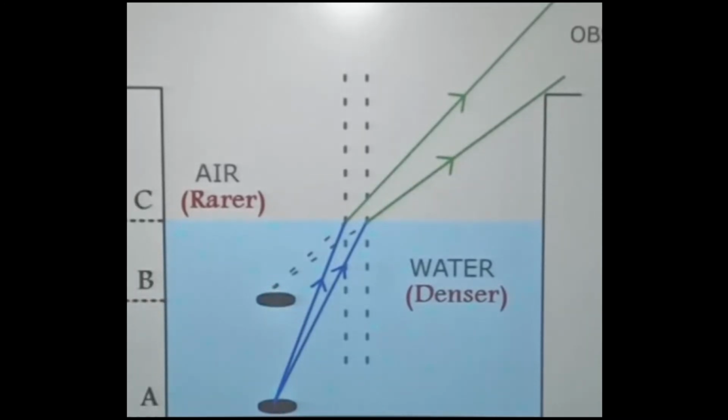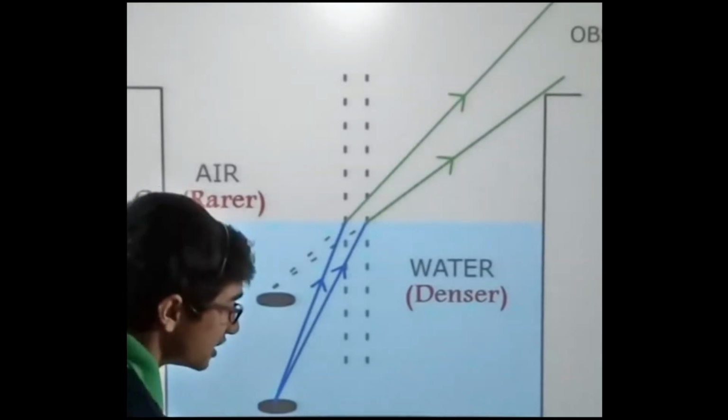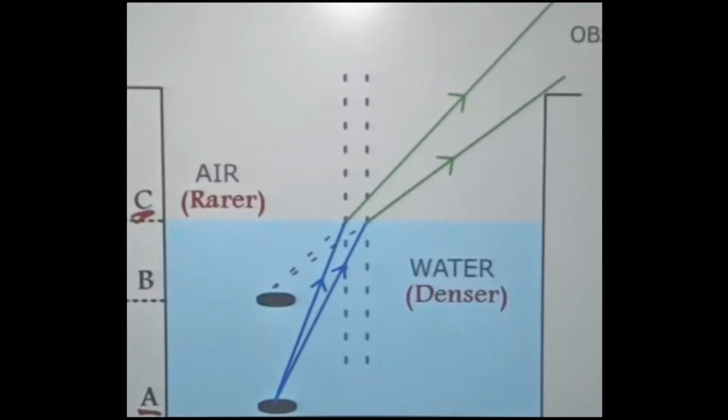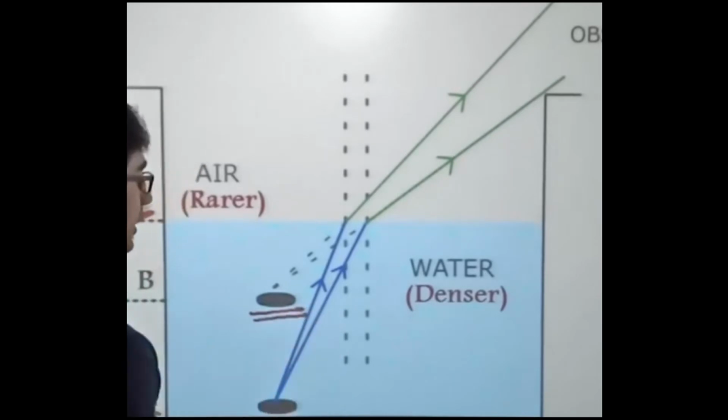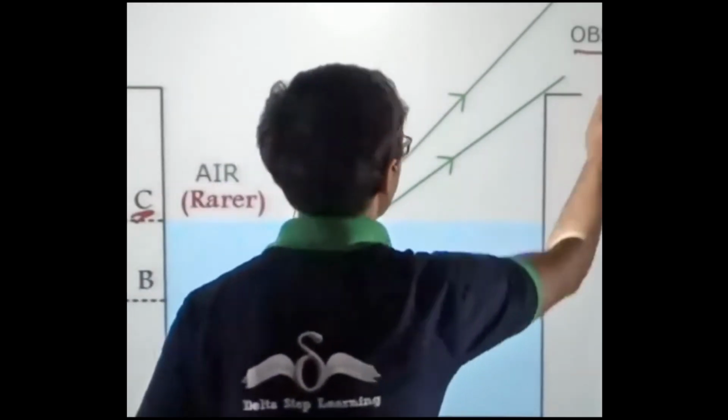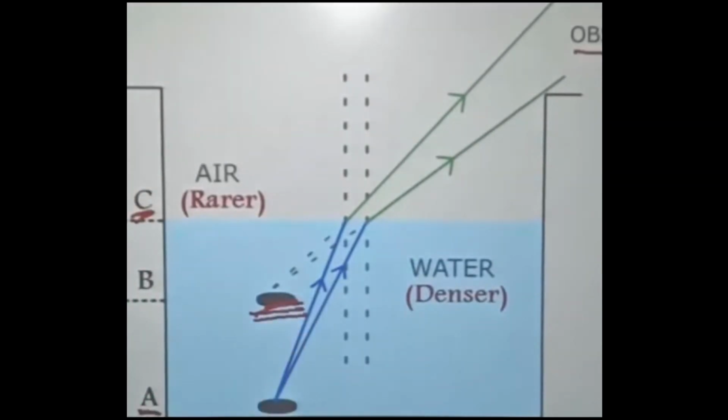So it is due to this reason that the coin that is placed under water appears raised, because due to the extrapolation of the refracted rays, they seem to be coming from a point that does not correspond with the original point, but is raised. So this is the reason why the coin placed under water appears raised.